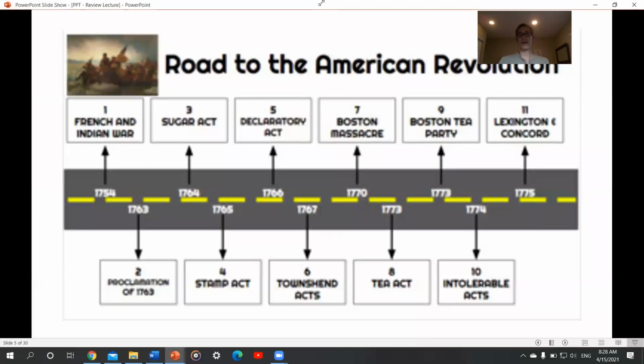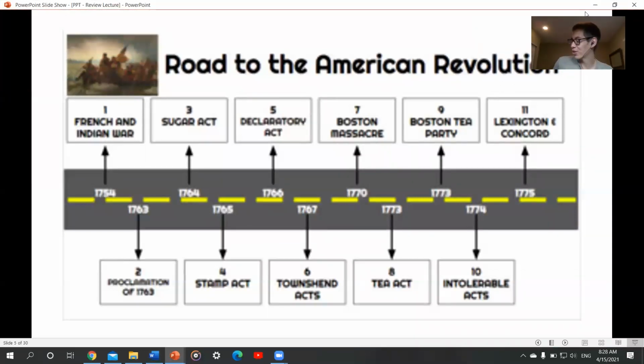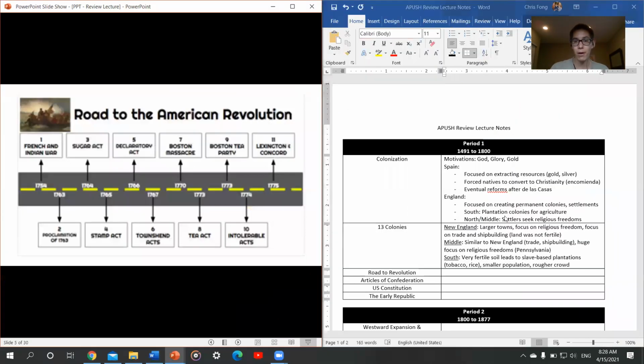And then the road to the American Revolution. This is a little bit blurry because I had to steal a screenshot of it from the internet. The road to the American Revolution from 1754, let's say with the start of the French and Indian War, to 1776. You do not need to memorize all of these, but you should know maybe 3 or so key events that lead to the American Revolution. I'm going to list a few.